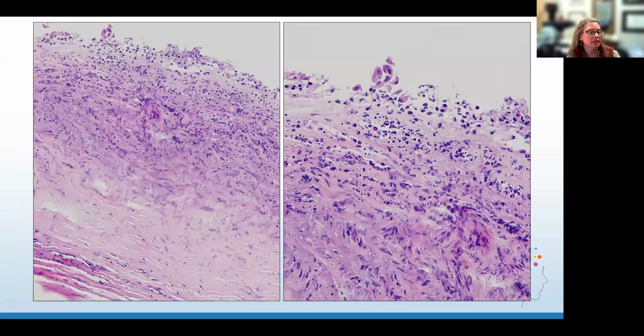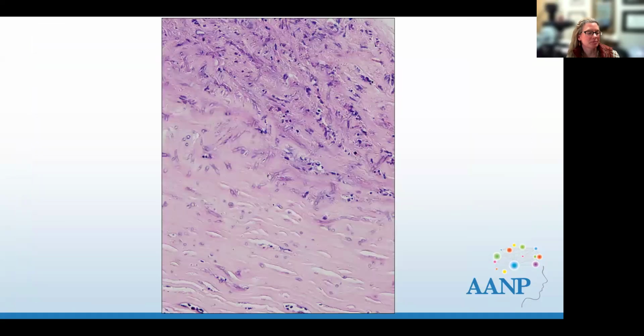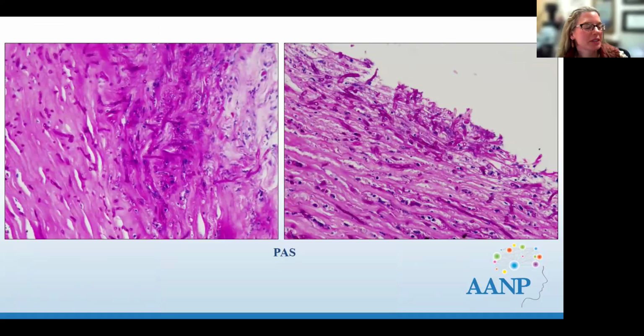And so looking closely at this, you can kind of start to make out organisms. Here's a little bit of corneal epithelium that's remaining, and then a lot of inflammation within the stroma. And so if you look closely, you can start to see organisms that look like hyphae. And so here's a PAS stain, which does a very good job.